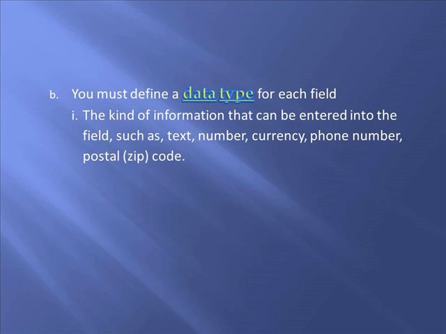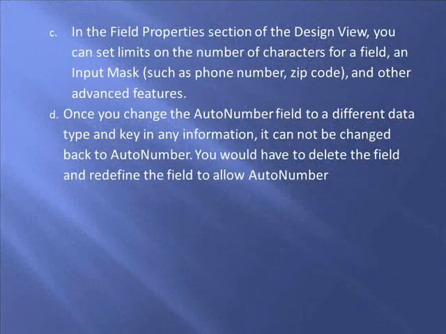Every time you create a field, you have to assign a data type. The data type is the kind of information that can be entered, such as text, number, currency, zip code, memo. You can even set up a yes or no field where you can check boxes, but you have to select a data type for every field that you create. And just to repeat again, the field properties section of the design view is where you can go to set limits on the number of characters for a field. You can put the input mask on for a phone number or a zip code. You can do other advanced features in that field properties section.